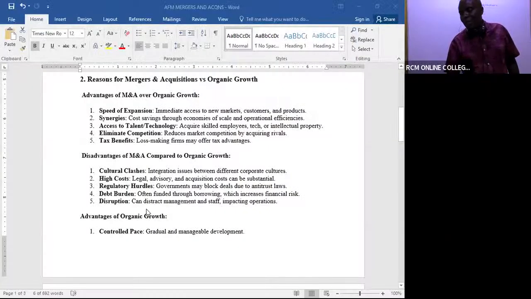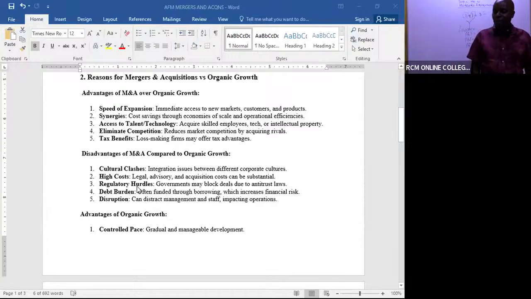we look at the disadvantages of mergers and acquisitions compared now to organic growth. There is nothing that is really very good which does not have disadvantages. So even these mergers and acquisitions have their own disadvantages. For example, we have here cultural clashes.